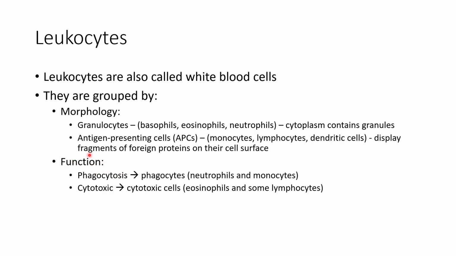If we group them by function, it's really how they go about destroying pathogens. We have those cells that use phagocytosis, in which they swallow up invading cells. These would be our neutrophils and our monocytes. And then we have the cytotoxic cells. These produce a chemical toxin that destroys the pathogens. These would be our eosinophils and some of our lymphocytes. Not all of them, but a handful of them.